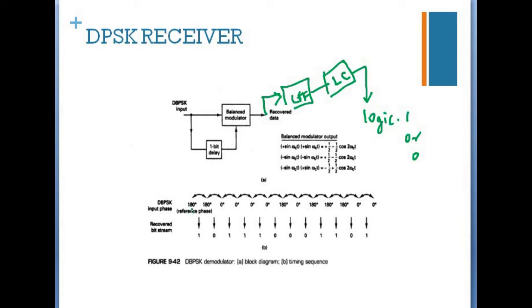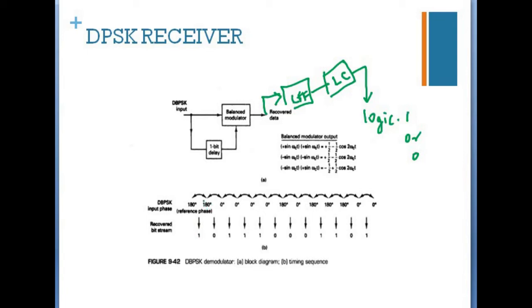Here there is a timing sequence of DPSK. Here there is a reference phase of 180 degrees and the incoming signal is 180 degrees out of phase, and it is given to the balanced modulator. If this is 180 degrees, that means minus in omega ct and 180 degrees minus in omega ct, both are given to the balanced modulator, so we get plus 1 by 2. It is given to the level converter to get logical 1.